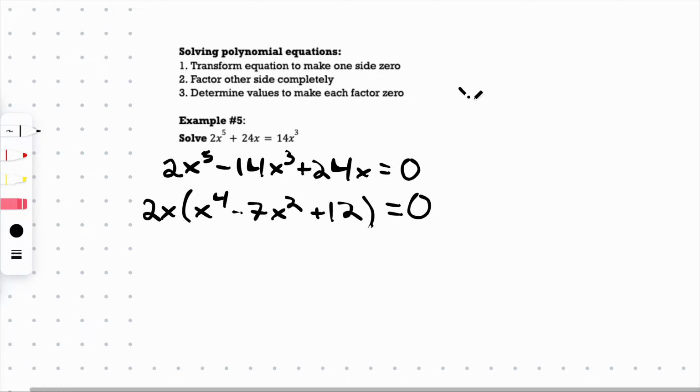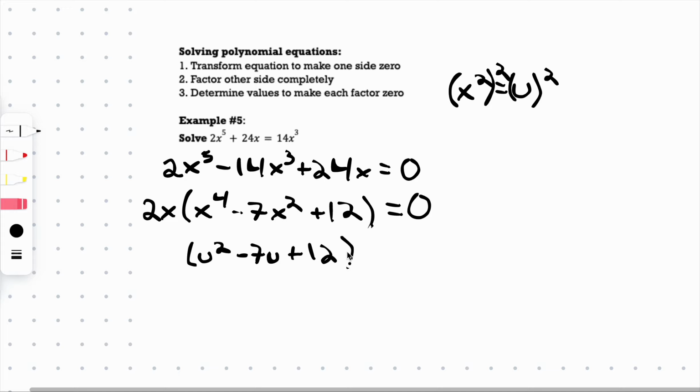Well, we're going to say x squared equals u, and sub in u. So x to the fourth is just going to be equal to u squared, since all of this squared would give us x to the fourth, right, because we multiply 2 times 2, minus 7u plus 12. We still have that 2x outside. I'm just going to leave that there for now.